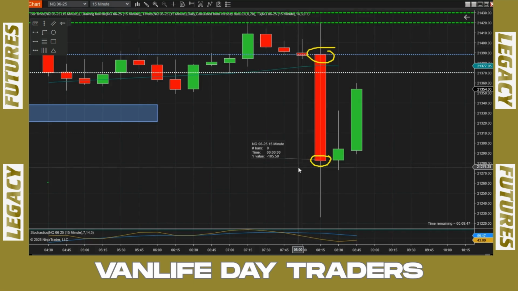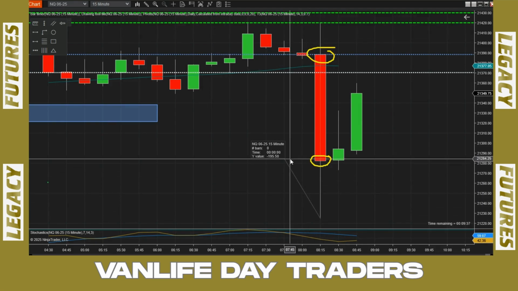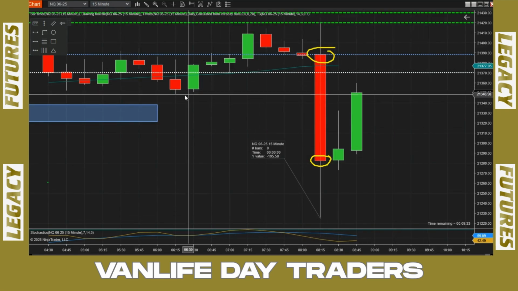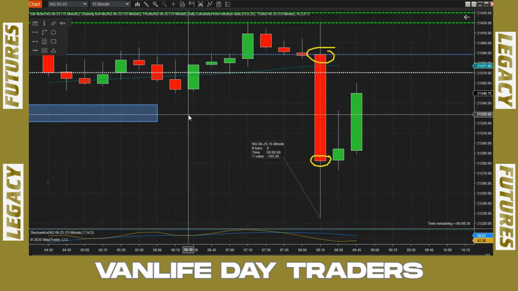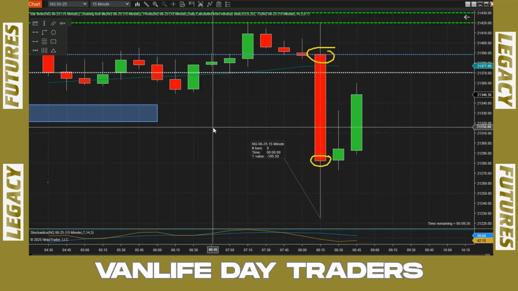More than 100 points. However, the candle went from this high to this low, almost 200 point candlestick range. That's how you measure volatility. Okay, it's highly volatile.